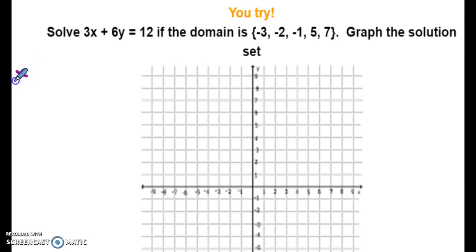Make an x column. Write these numbers down because these are the x values. In the middle column, write down your equation. Substitute in each value for x. Solve, get your ordered pair, and graph it. Okay, do that now. Pause the video and work through this now.